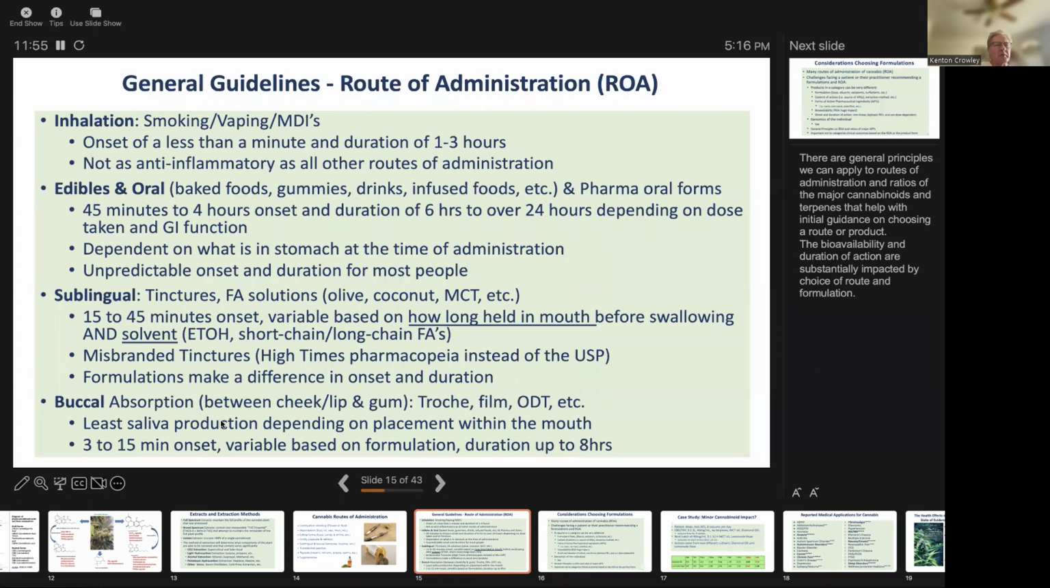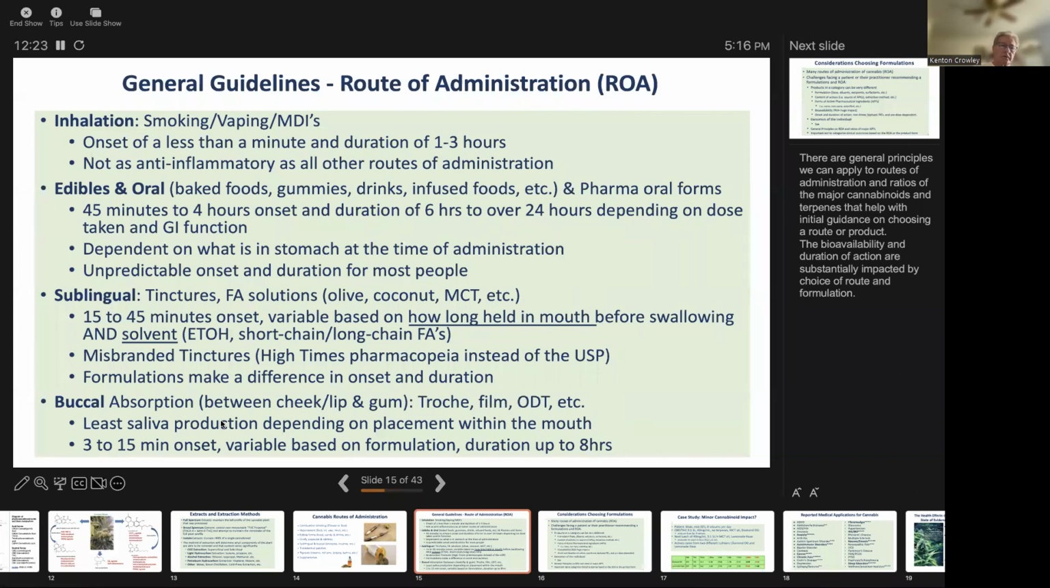You don't get as much of an anti-inflammatory effect as with any of the other routes of administration, but it's probably still well above 70% of the form that is consumed by US citizens using cannabis today.